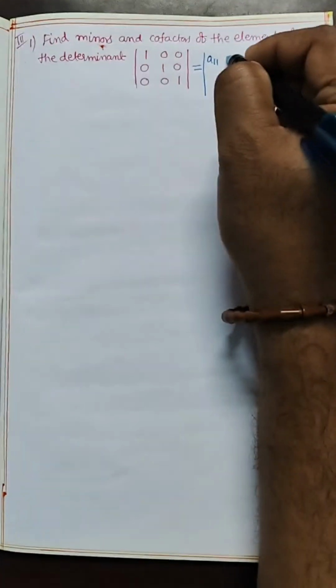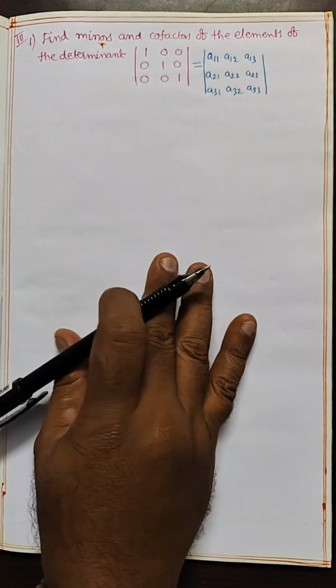First, what we have to do, this given determinant, you make a rough work: A11, A12, A13, A21, A22, A23, A31, A32, A33. For every element, minor as well as cofactor, you can calculate. See in what way we will proceed. One by one, I will explain, dear students.